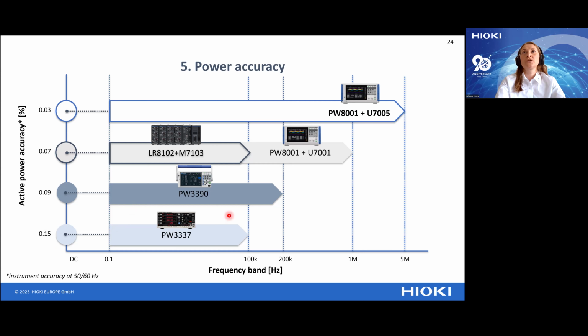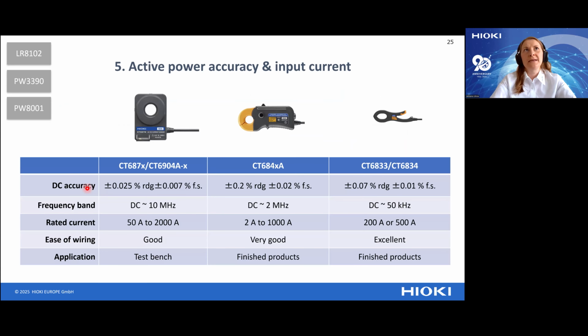The other instruments that you can see in this diagram all use external sensors to measure the current. So the accuracy that you can see in this table is only the instrument accuracy, and to this accuracy you have to add the accuracy of the current sensor that you would like to use. And here we have very big differences. It depends what is your application, how high accuracy you're aiming for, and of course, what frequency band and what current you want to measure.